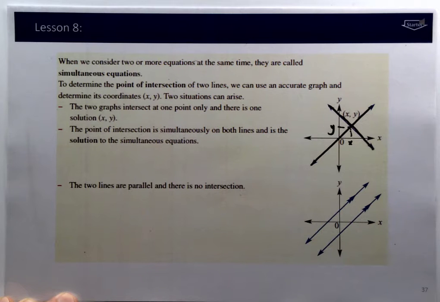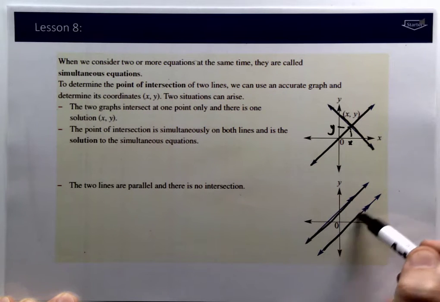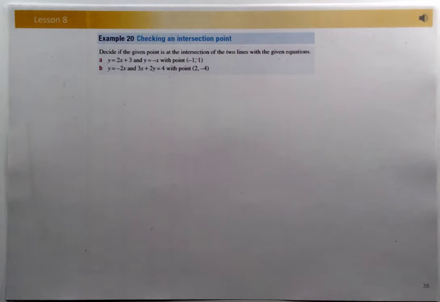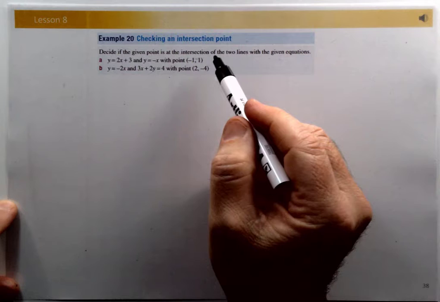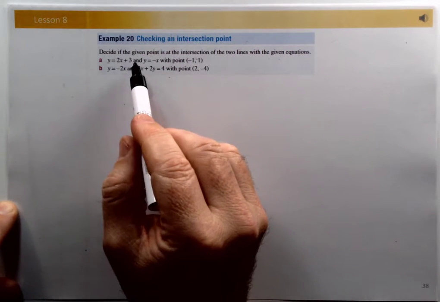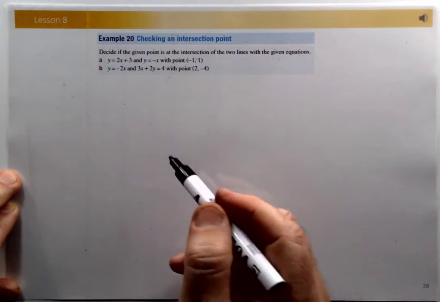In stage 6 you'll come across the algebraic solutions. Now you can see if two lines are parallel, they just keep going forever. They never meet, so there's no solution to simultaneous equations if the two equations have the same gradient. Now we can check if a particular value happens to be the point of intersection by substituting it into both of the lines. If it satisfies both of the lines, then it is the point of intersection.